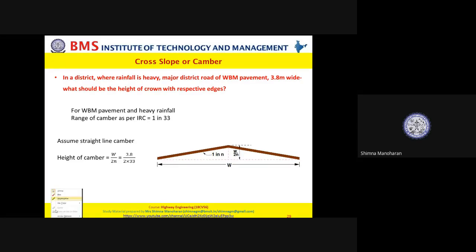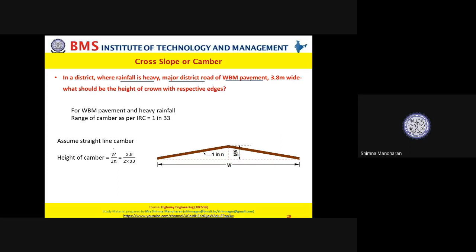So you please remember this term. So the rainfall is heavy. It's a major district road. It's a WBM pavement. So we will just go back and refer to IRC to find out what should be the slope that has to be provided.